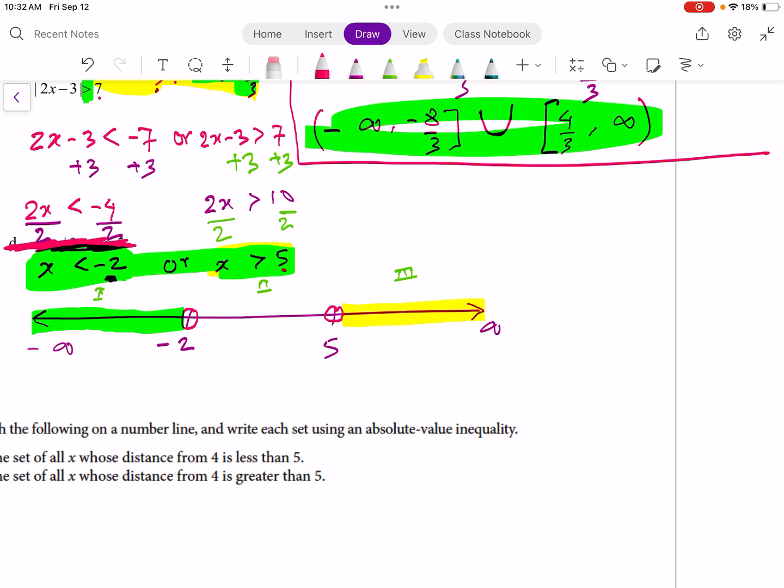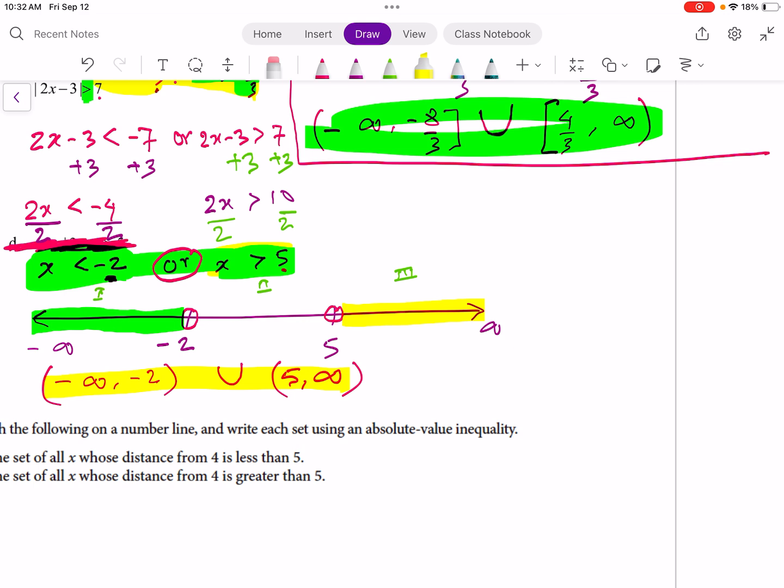So for the green region, it's starting from -infinity, ending at -2. With infinity, always parenthesis. -2 has an open circle, so parenthesis. We have "or", so replace "or" by union. Then for the yellow region, it is starting from +5, ending at infinity. With infinity, always parenthesis. At 5 we have an open circle, which means parenthesis. And this is our solution for this absolute value inequality.